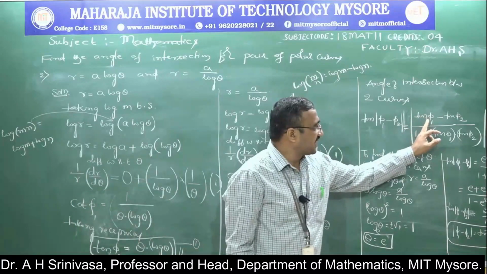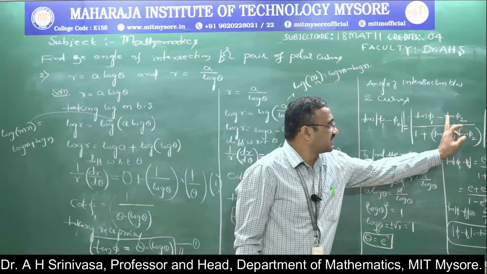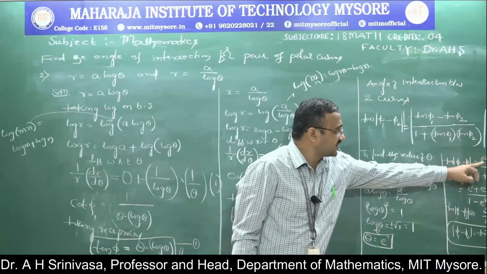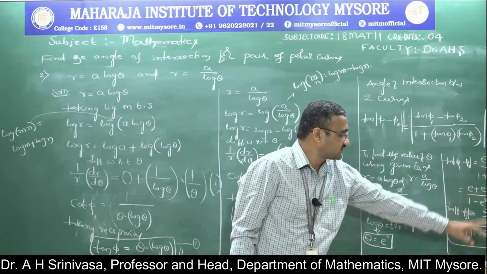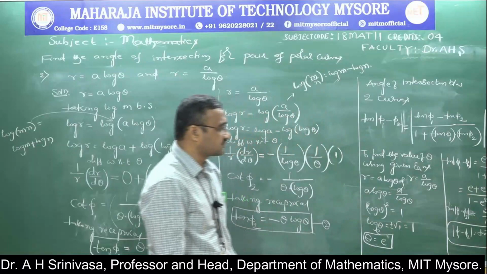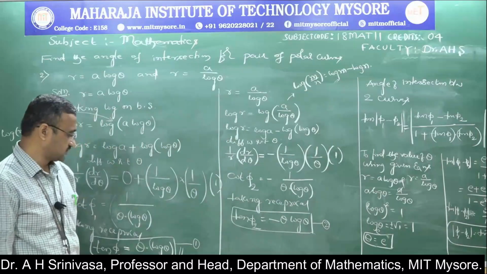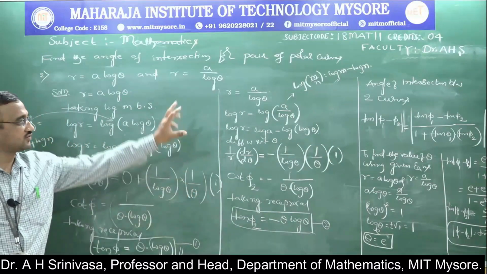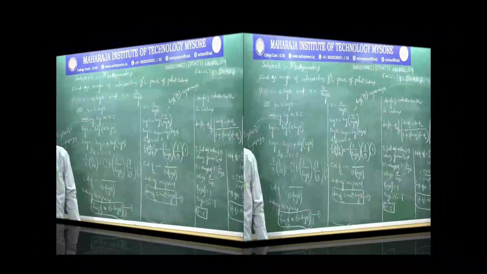Then I am going to substitute here, tan phi 1 is plus e, then 1 minus, tan phi 2 is minus e, then plus 2e, then 1 minus e square, then finally we are getting tan inverse of 2e by 1 minus e square. So this is the solution for this particular problem.